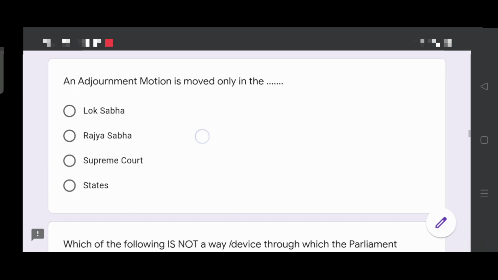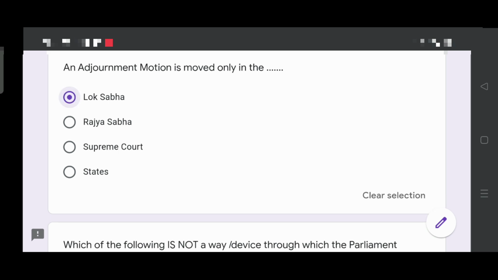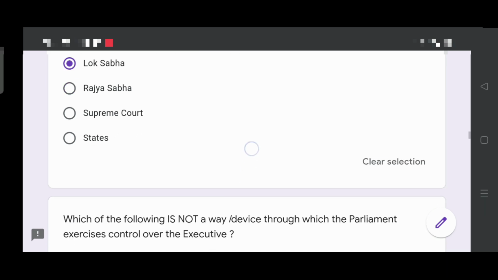An adjournment motion is moved only in the Lok Sabha, Rajya Sabha, Supreme Court or the states. It is an exclusive power. The right answer is Lok Sabha.